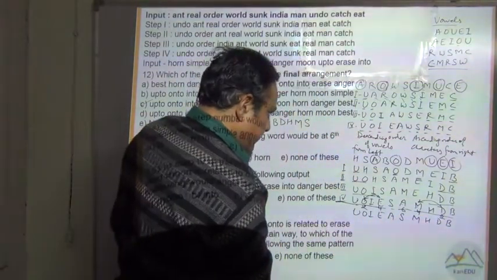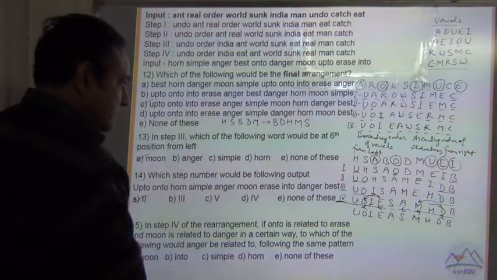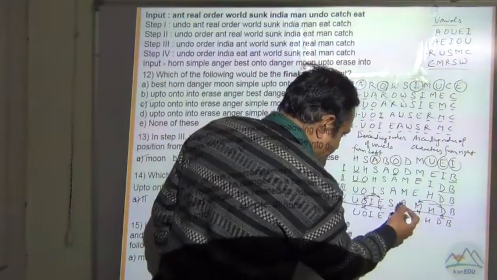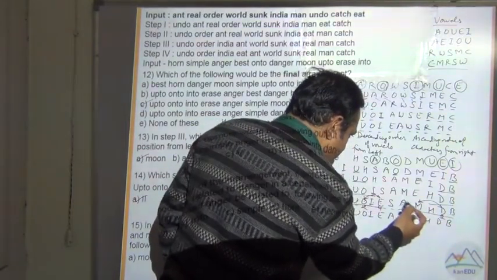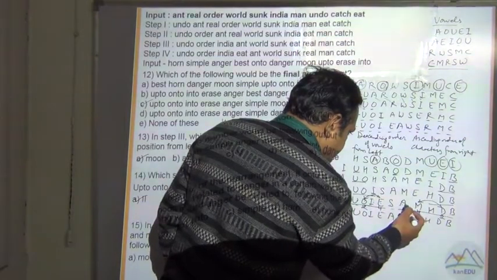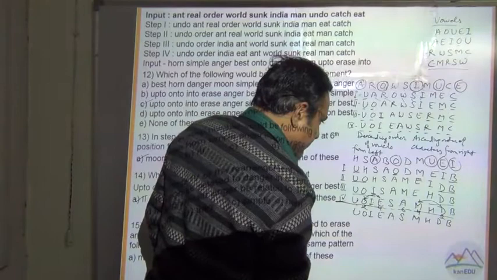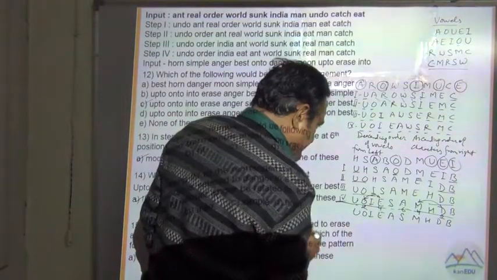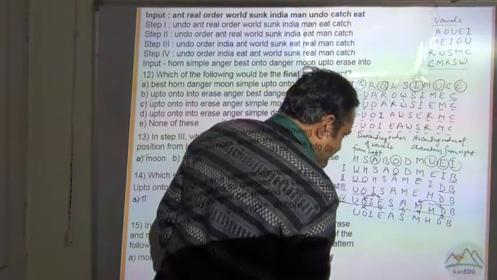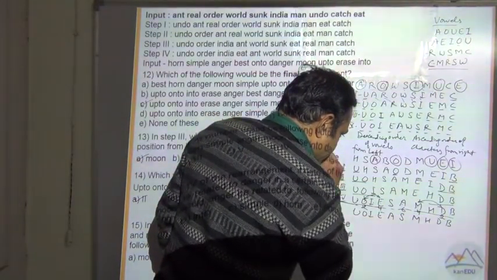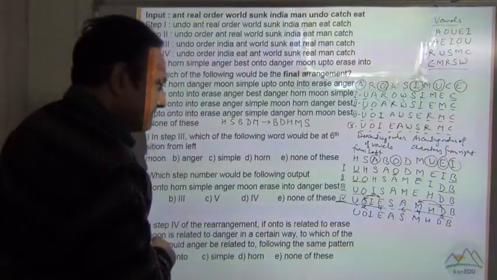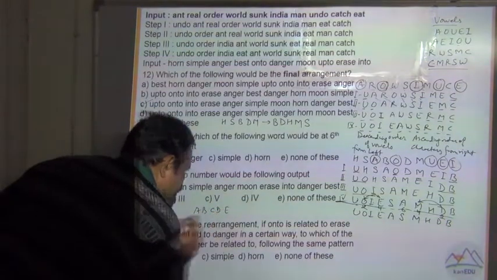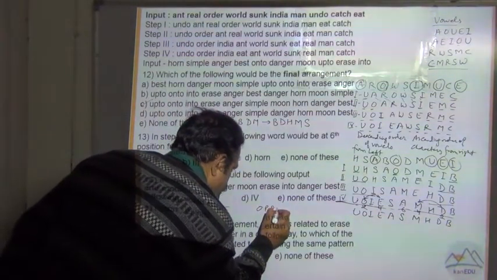6. So 6 and total we have 10 characters. So 6 from here are 1, 2, 3, 4, 5, 6. So this is 6th position. 2 to 4, 2 to 4 and 5. This is not the middle term. So this is 2 and 4 are related. This is also 2 and 4 are related. So 6. O and E. A, B, C, D, E. L, M, N, O, P, Q, R, S, T.